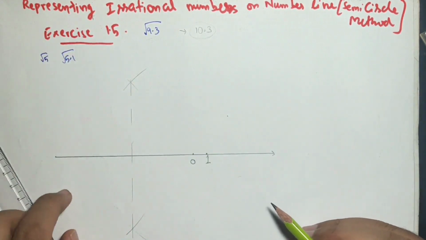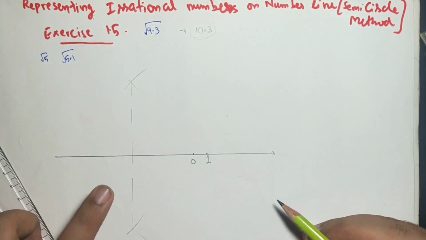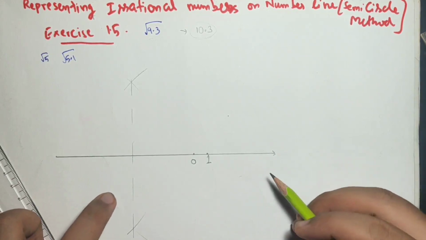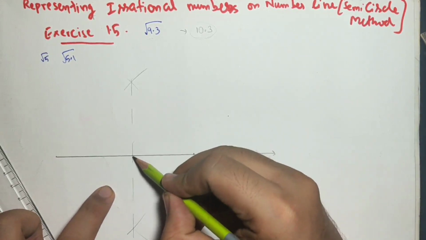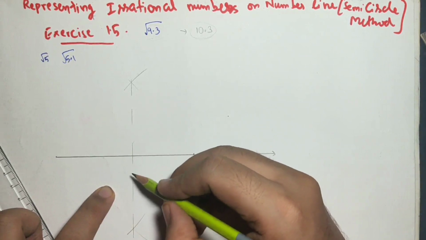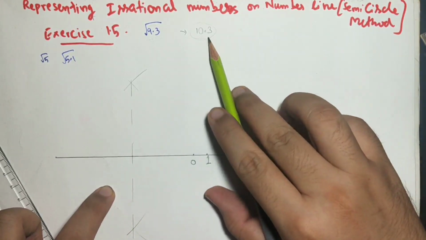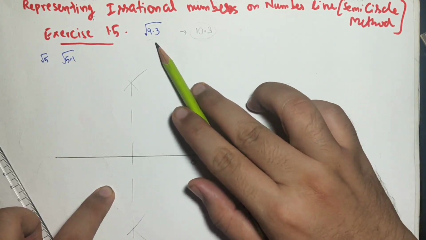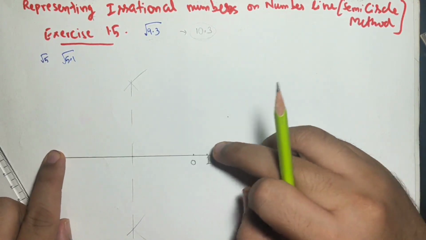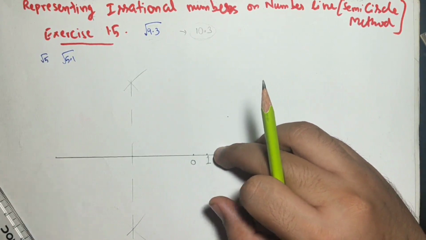I have made a dotted line. Why is a dotted line required? The dotted line is the helping line. We don't actually require this line, but it is the helping line to give us the midpoint of this line segment of 10.3. I am again repeating, don't take the midpoint of the 9.3 line segment. Take the midpoint of the 10.3 line segment.